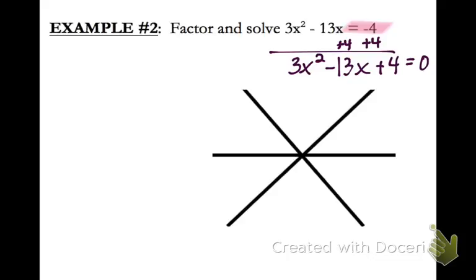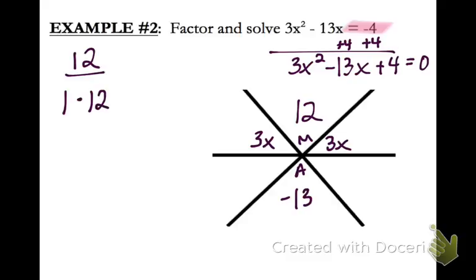We're going to start with a times c in the top. That'd be 3 times 4, so we get 12. In the bottom, we're going to get negative 13. And in the top left and right, we're going to have 3x and 3x. Okay, we need to find what multiplies to 12 and adds to negative 13. So again, here come our factors of 12: 1 and 12, 2 and 6, 3 and 4. The ones that are going to add to 13 will be 1 and 12. But we need them to add to a negative 13, so we're going to put negatives on both. They still multiply to a positive 12.